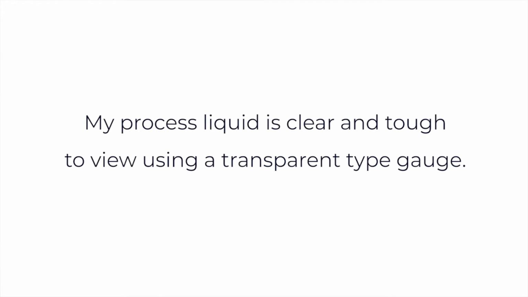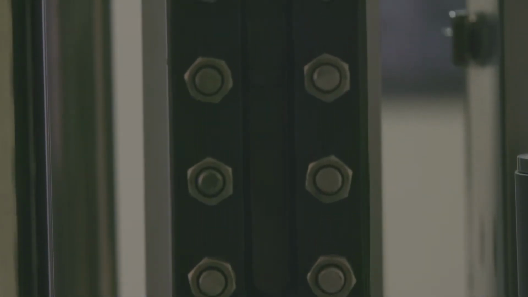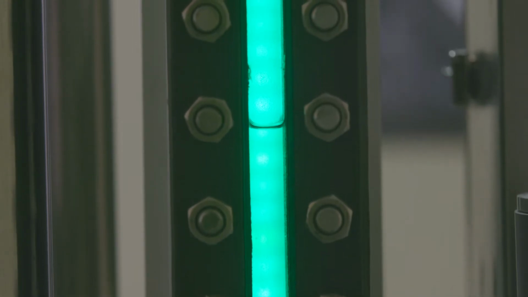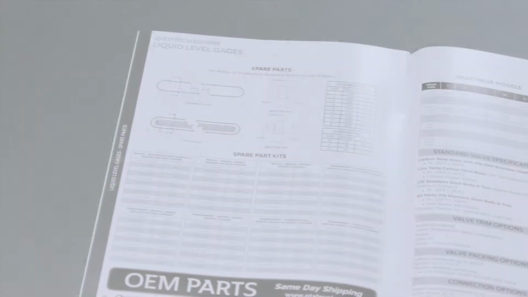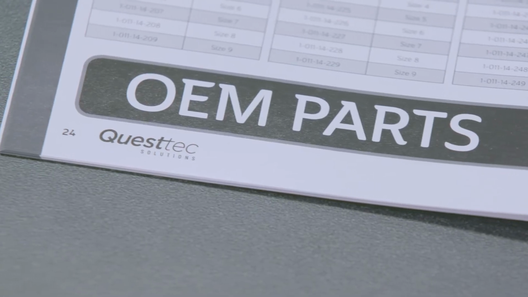My processed liquid is clear in the gauge and tough to view using a transparent type gauge. We suggest using a C-level LED illuminator to add illumination to the back of the gauge to increase level viewing. I need a spare glass lens and gasket for my level gauge. Please refer to page 24 of the Glass-Trac catalog, which provides kits and glass for gauges.